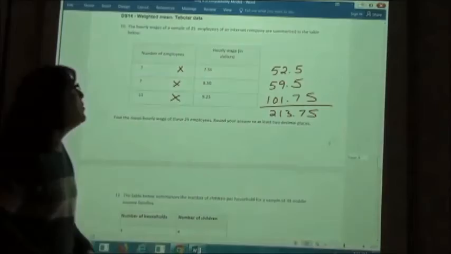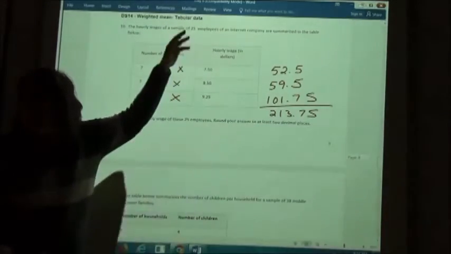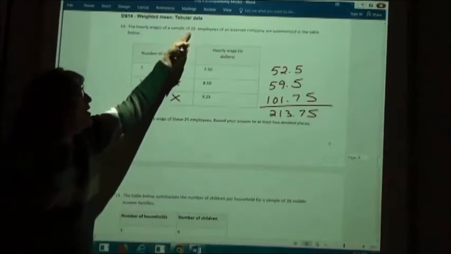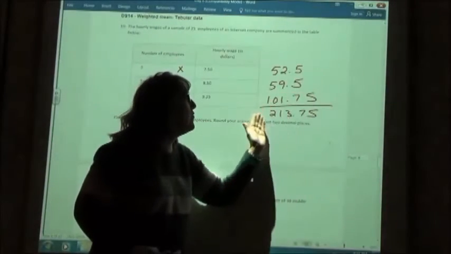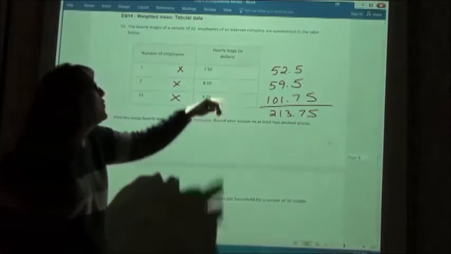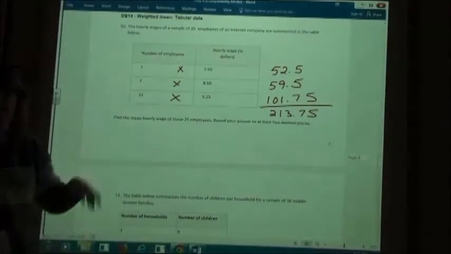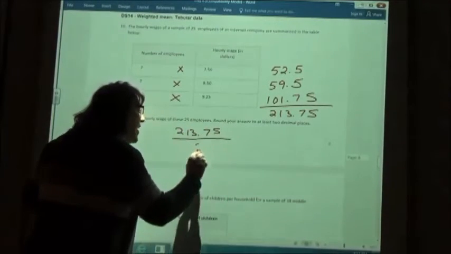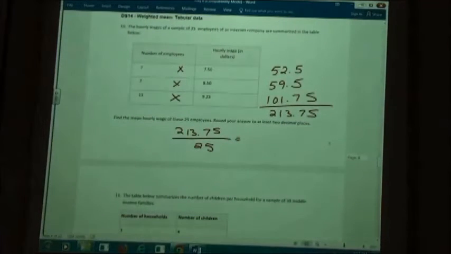$213.75. Now that is the sum you would get if you took 7.50 plus 7.50 plus 7.50 seven times, and so forth. We really have a total of 25 employees. So if this is the total amount that they made for their hour, and we had 25 employees and we want to find the mean or the average, we are going to take our $213.75, divide it by our 25 employees. That will give us the average pay for the employees per hour.